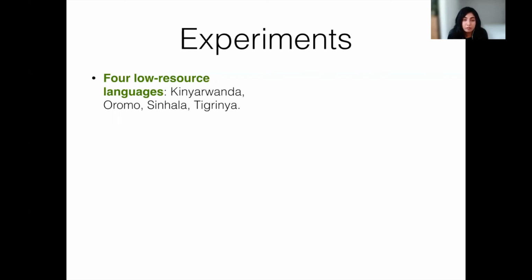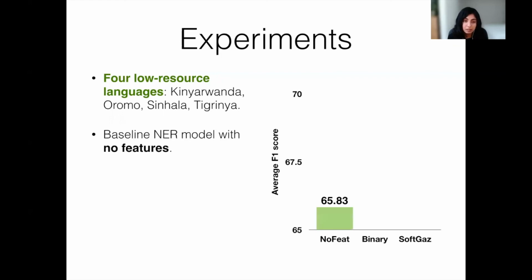We compare the soft gazetteer method to 2 baselines. The first is the BiLSTM-CRF model that doesn't use any gazetteer features. The average F1 score over the 4 languages in our data set is represented here in the graph.